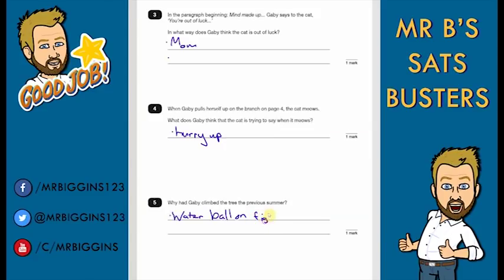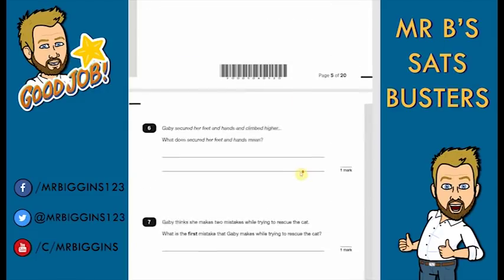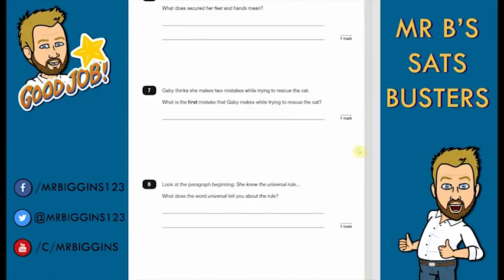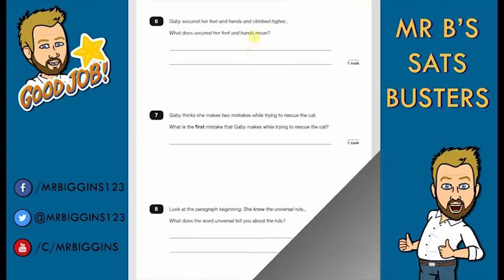Water balloon fight. Okay, she could throw better from up there. You might have written something like that. It's only 1 mark, so as long as we make the one reason why, then we're okay. What you might have noticed as well is these questions are going in order through the text. So that helps you as well, because you know your answer is going to be some way after the one that you've just answered, and normally not that far.